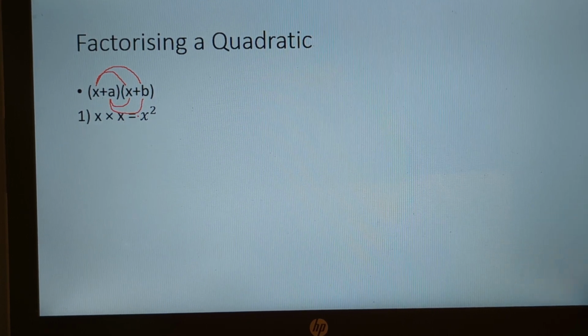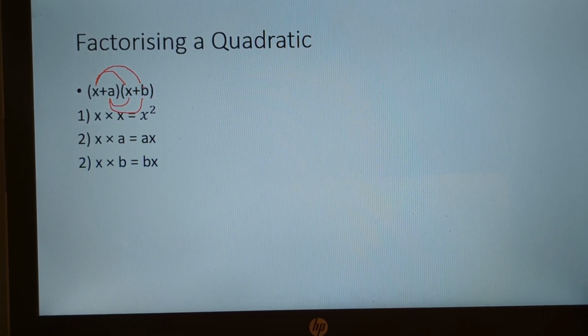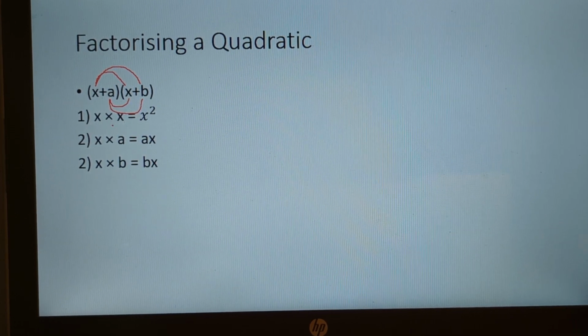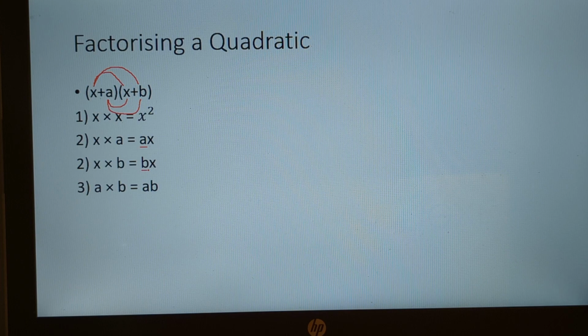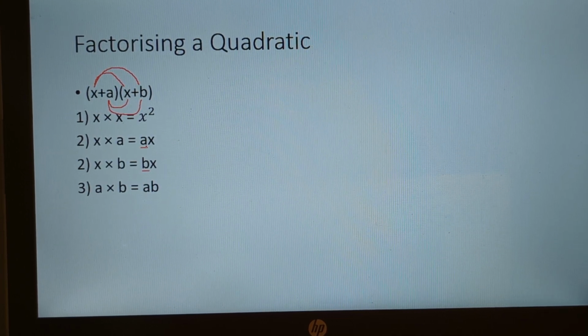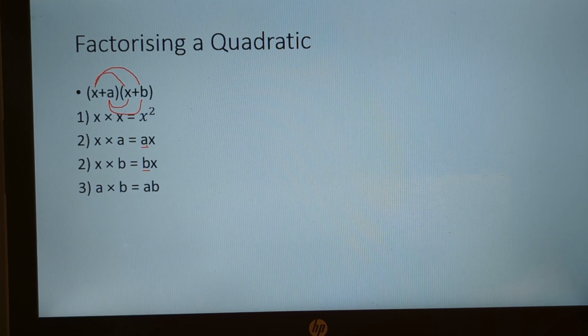Now if we look at it individually, we have the x times the x, which acts as our x squared component. We have the a times the x and the b times the x, which gets us ax and bx. And if we look at the a times the b, that gets us ab. Now remember, a and b are just numbers, and we're going to find out what they are, and we don't need to worry about them as terms, but just simply as values which we will calculate.